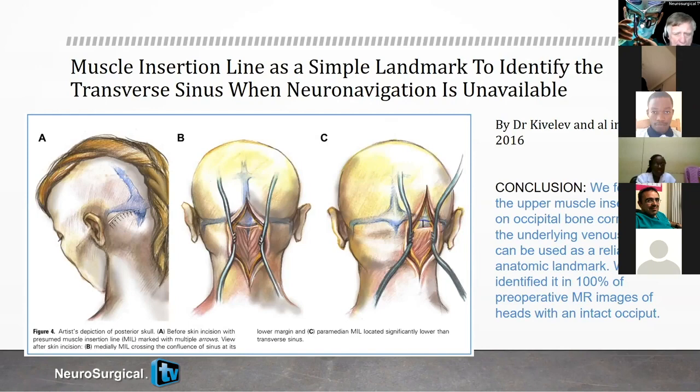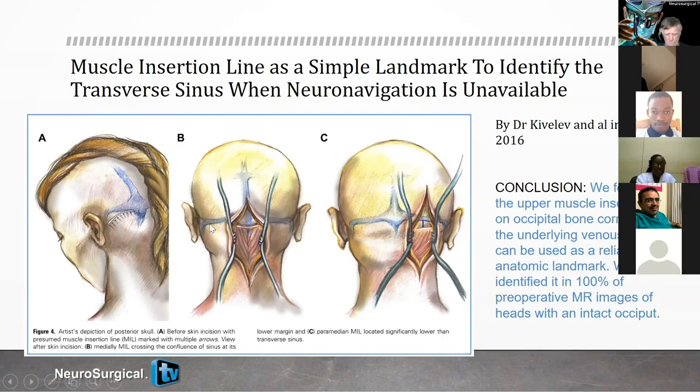In this article, he used the insertion of muscles such as the rectus capitis posterior major and minor. He did MRI on 66 patients who were supposed to be operated on for posterior lesions, using T1 and T2, where he realized that the insertion of these muscles was about 1.4 centimeters under the transverse sinus, as you can see.